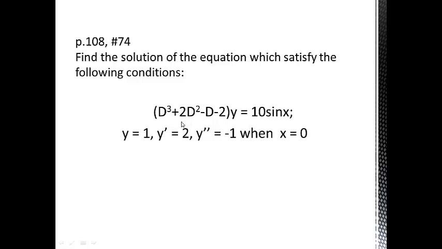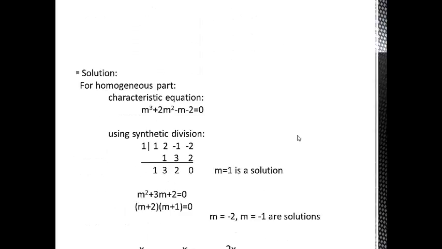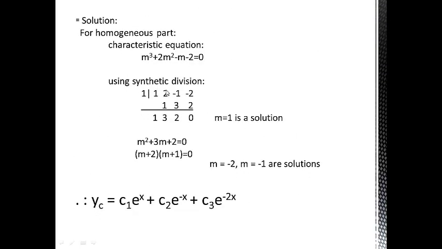For this problem, we are required to find the complete solution for this linear differential equation, and we are given the conditions y is equal to 1, y prime is equal to 2, and y double prime is equal to -1 when x is equal to 0. First, we find the solution for the homogeneous part of the equation.